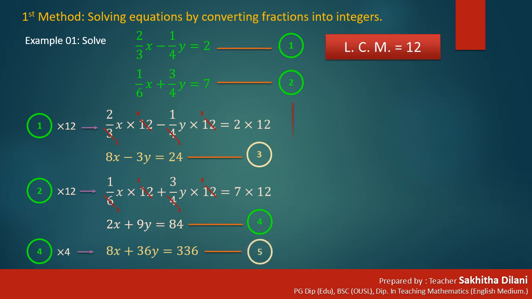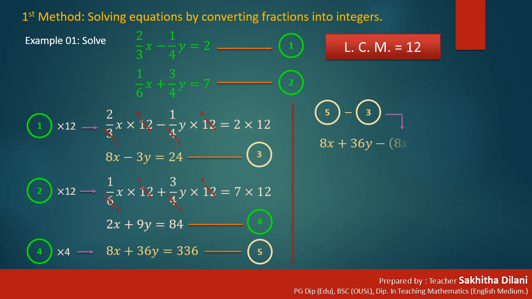Now you can see that in the third and fifth equations, the coefficients of x are equal and they are in the same signs. So you can subtract these two equations. Subtract the third equation from the fifth equation. If not, subtract the fifth equation from the third equation. Here I have subtracted the third equation from the fifth equation.